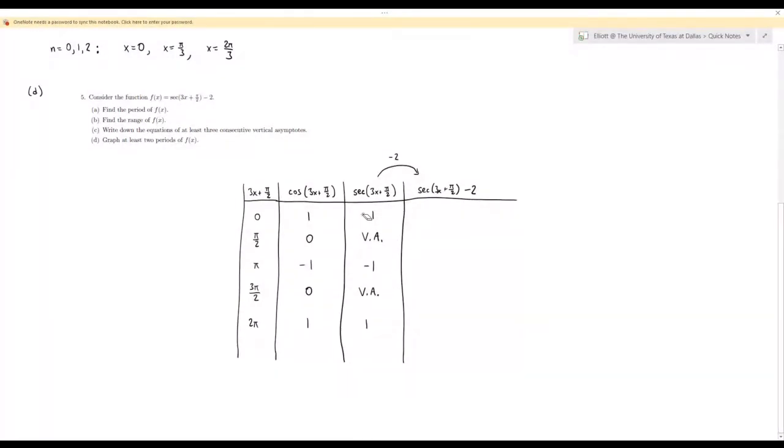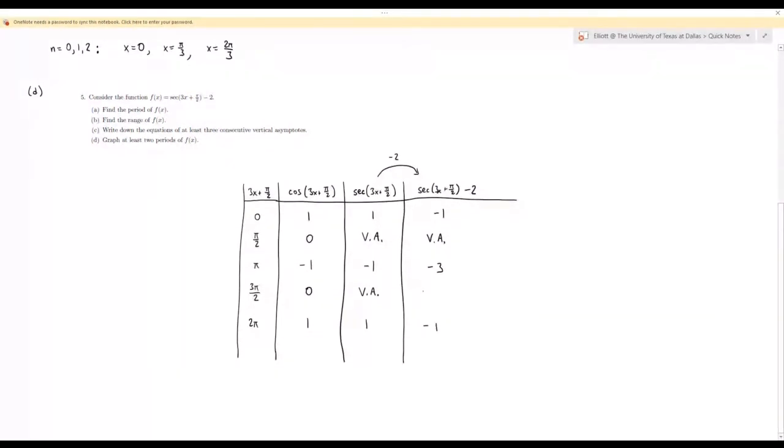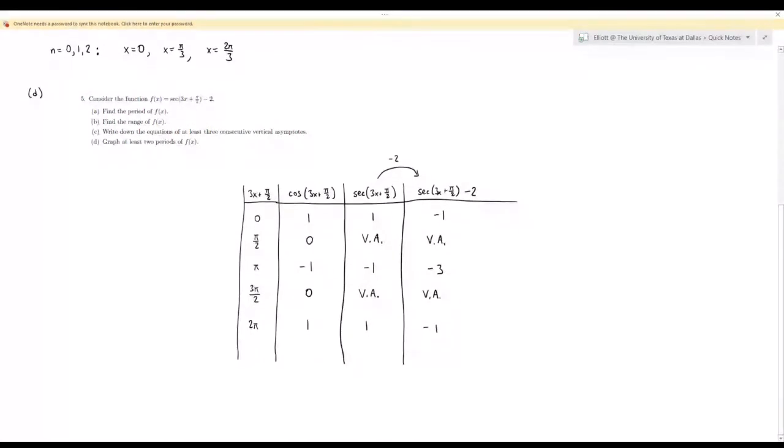So I'm going to minus 2 from all of these values. So 1 minus 2 is -1. -1 minus 2 is -3. 1 minus 2 is -1. And then you still have vertical asymptotes at these locations.